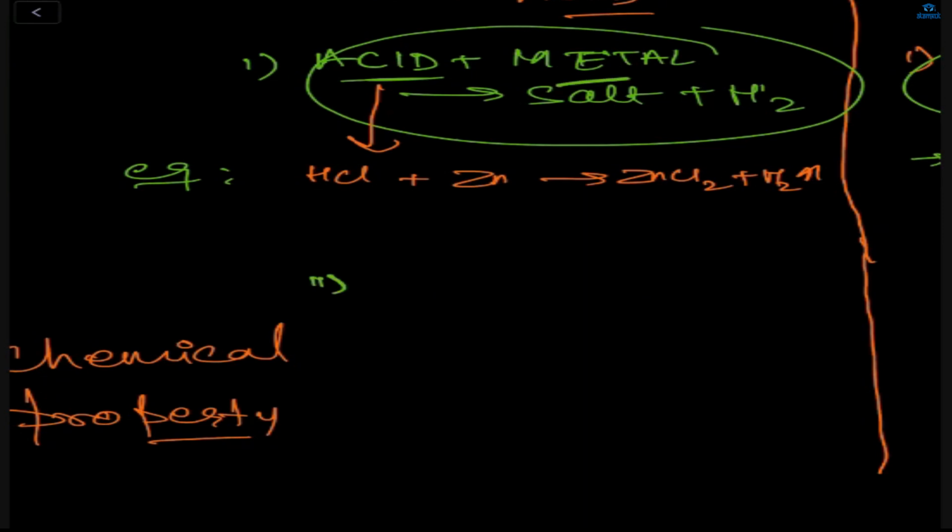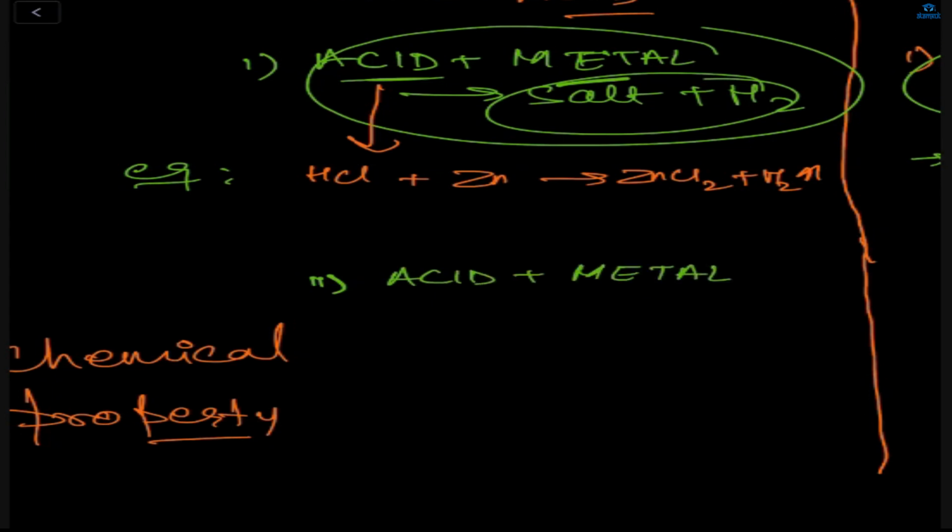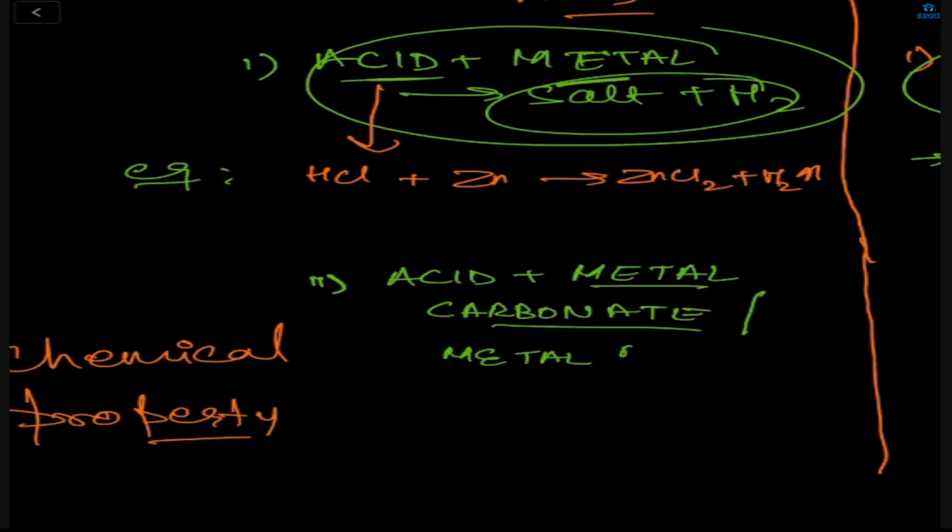The acid plus metal is giving the salt plus hydrogen gas. Okay, now the next chemical equation. Next is acid plus metal carbonate, or we can say the metal bicarbonate. First we will write the chemical equation for the metal carbonate, and next we'll write it for the metal bicarbonate.